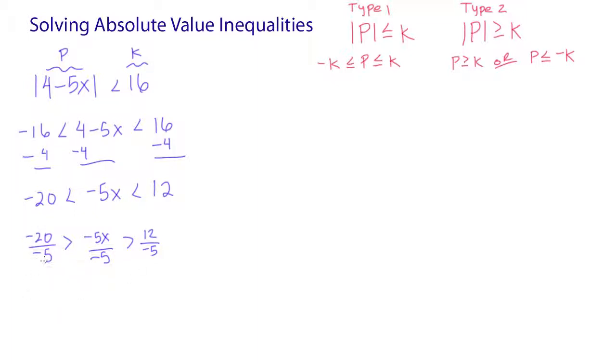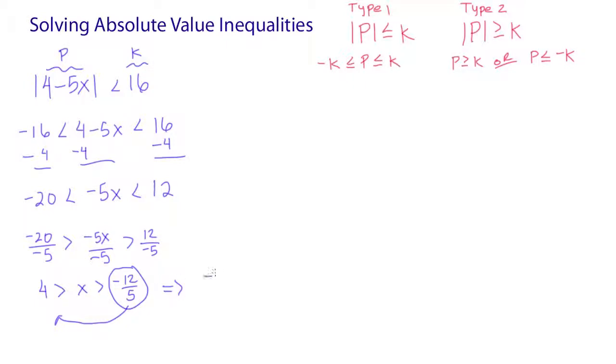And negative 20 over negative 5 is going to give me 4 is greater than x, which is greater than negative 12 over 5. Traditionally, we want the negative value on the left. So to do that, we switch these. If we're going to switch this over there, that means the inequalities will also have to switch.